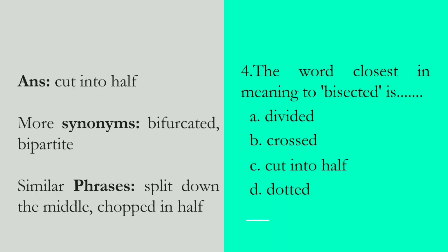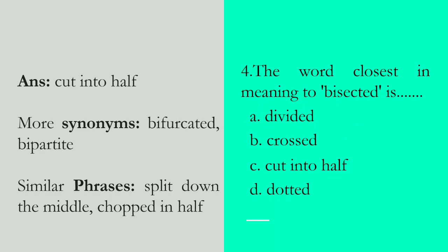Now move on to the fourth question. The word closest in meaning to bisected. Bisection means dividing into half. So the answer is cut into half. We have got four options: divided, crossed, cut into half, dotted. So since we have the word cut into half, we'll take that as the exact word meaning of bisection. Otherwise, if that wasn't there, we would have taken divided.